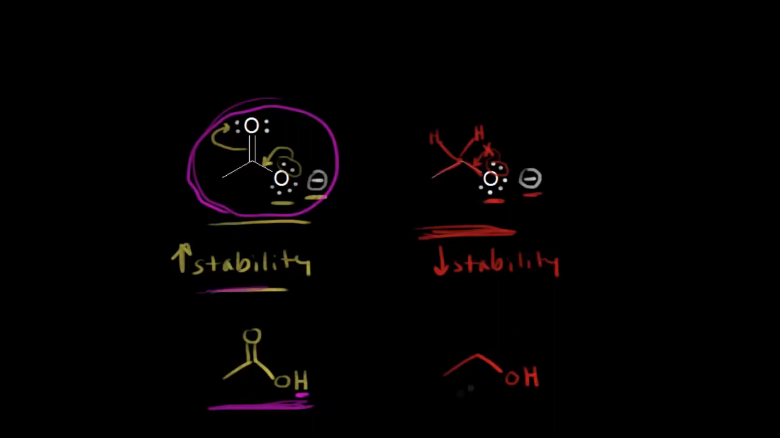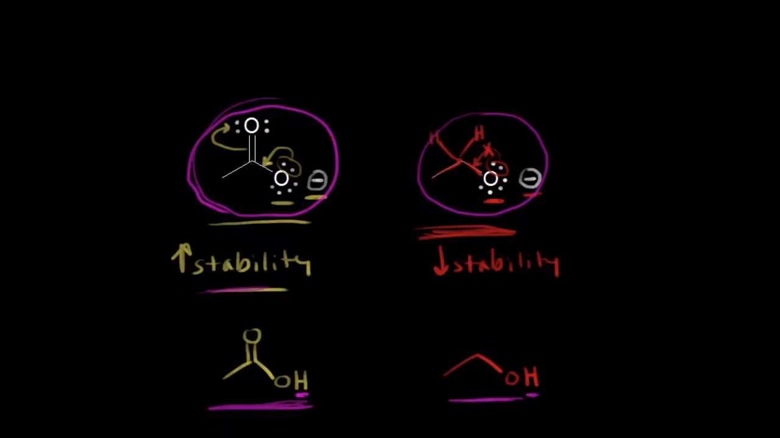If you're looking at ethanol, ethanol is not as likely to donate its proton because the conjugate base, the ethoxide anion, is not as stable because you can't draw any resonance structures for it. The negative charge is not able to be delocalized. It's localized to that oxygen. So this is just one application of thinking about resonance structures. And again, do lots of practice.